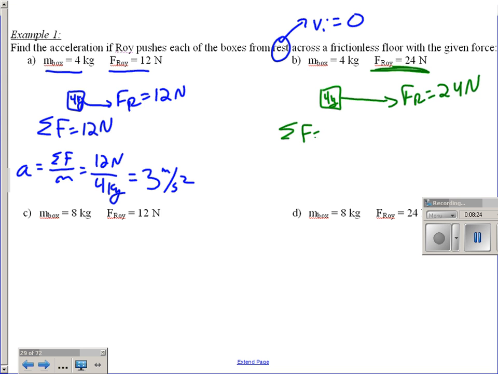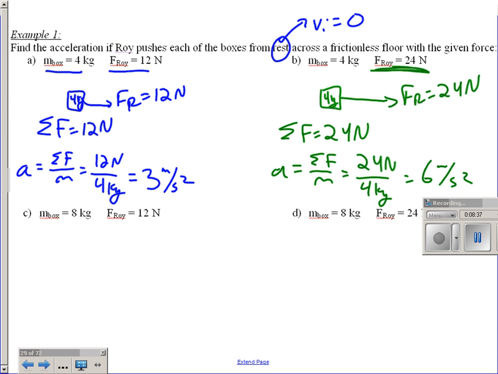So our net force is 24 newtons. To find the acceleration, it's net force over mass. So now we've got 24 newtons pushing 4 kilograms, and you get 6 meters per second squared. So look, 12 newtons gave us 3 meters per second squared. Twice the force gave us twice the acceleration, right? Okay, that's called a direct proportion.